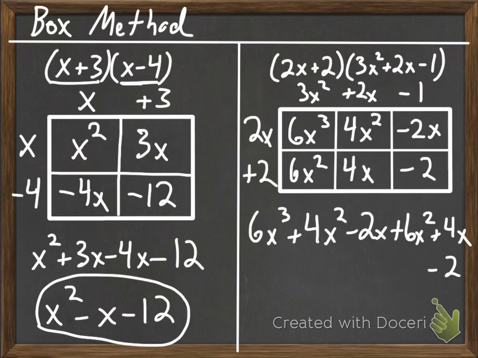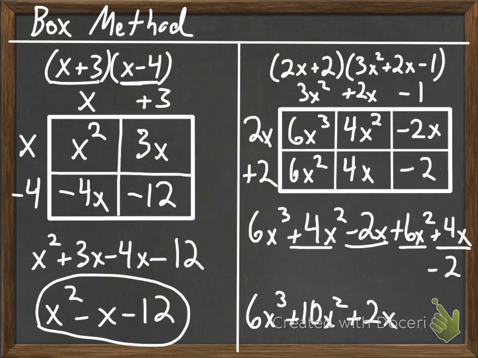So again, we're going to combine like terms. I don't have anything to combine with my 6x to the third, so I get 6x to the third. I have a plus 4x squared and a plus 6x squared, so 4 plus 6 is 10x squared. I have a negative 2x and a 4x, so negative 2x plus 4x gives me a positive 2x. And then nobody's with my negative 2 at the end. There we go.